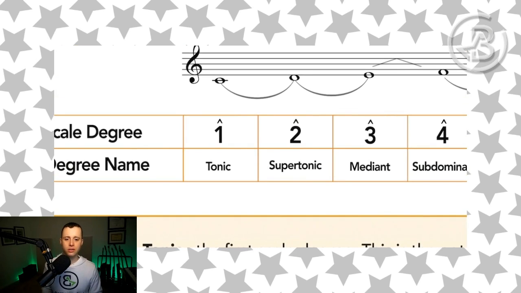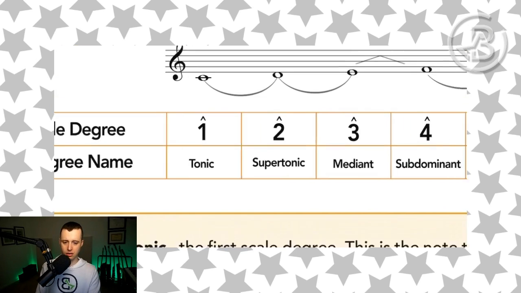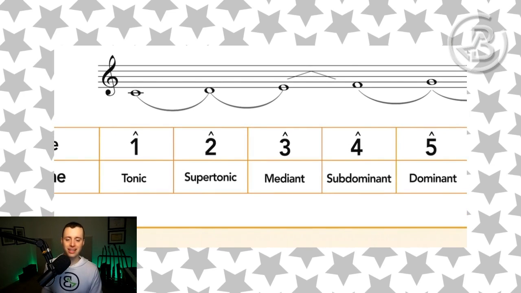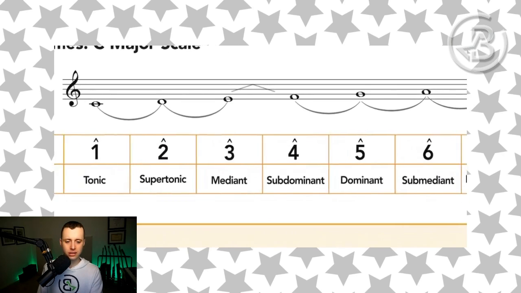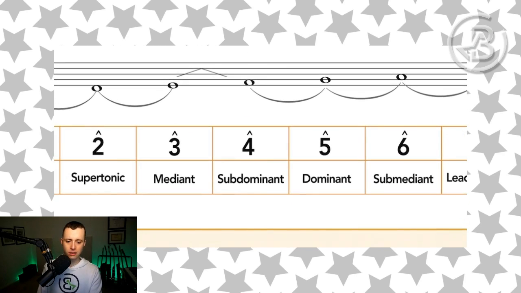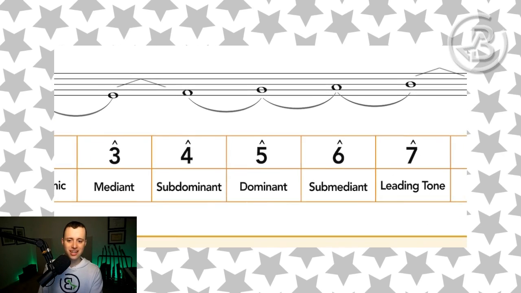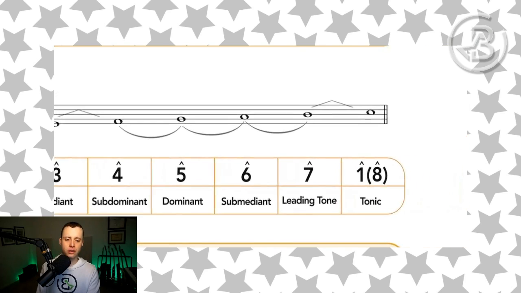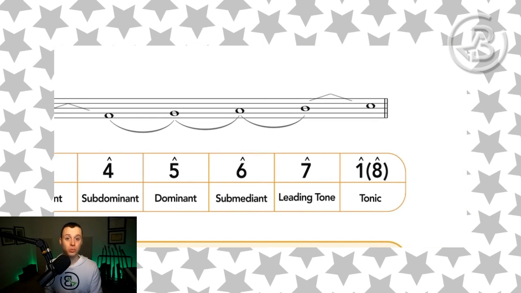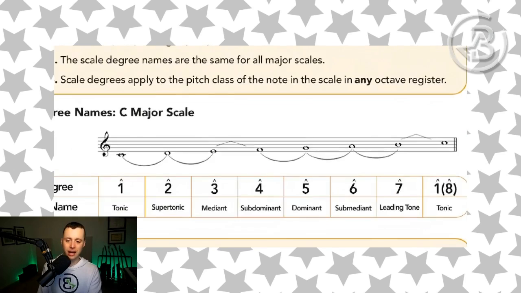The name of scale degree 2 is the supertonic. The name of scale degree 3 is the mediant, not the median, but the mediant with a T. Scale degree 4 is called the subdominant. Scale degree 5 is called the dominant. Scale degree 6 is called the submediant. Scale degree 7 is called the leading tone, and then we're back to scale degree 1, which is the tonic.